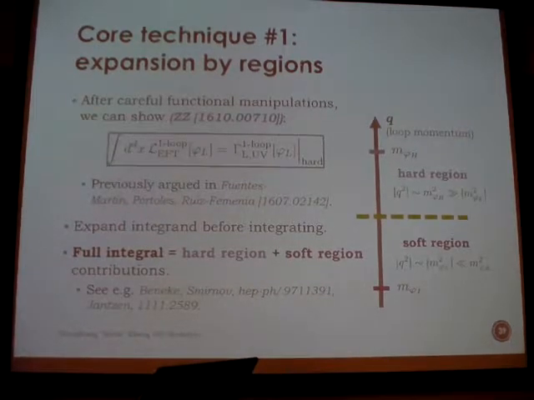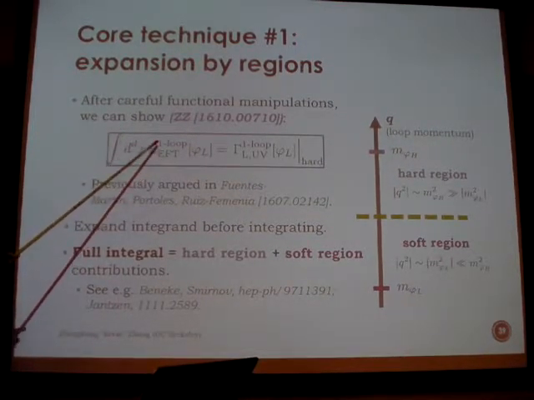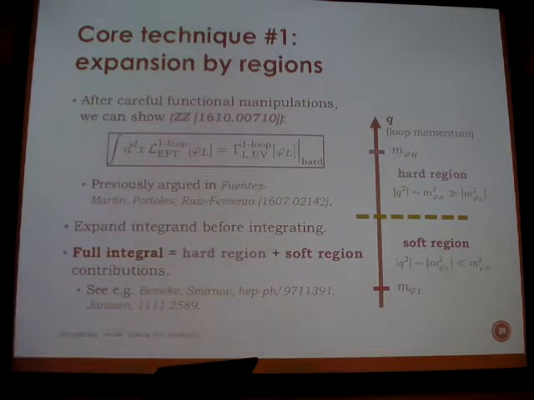But in the end, it turns out that we can show that there is a very simple relation between the two quantities, which says that the space-time integral of the one-loop effective field theory Lagrangian is given by the hard region contribution to the one-loop 1PI effective action. So what I mean by the hard region contribution is the following.